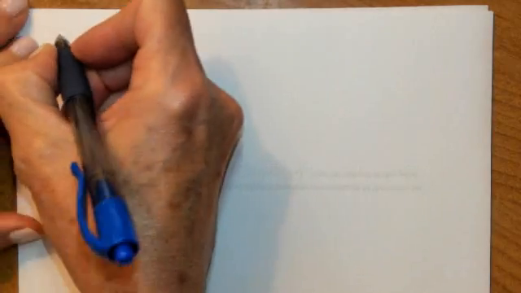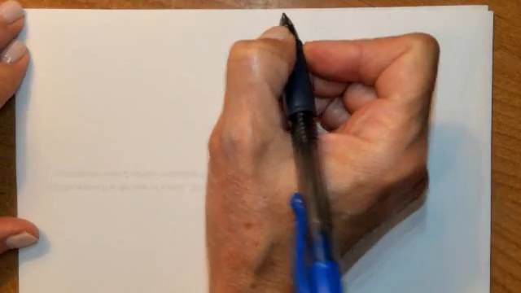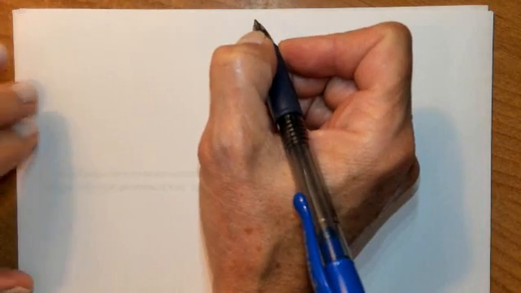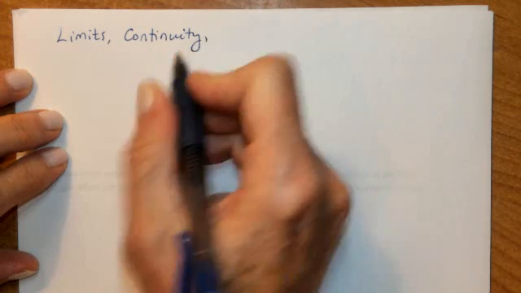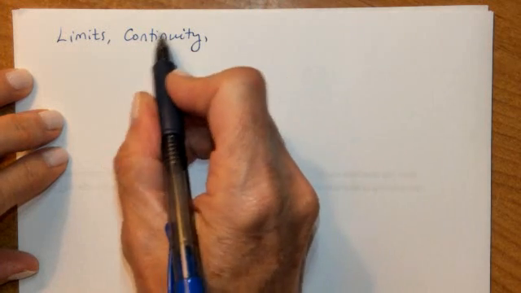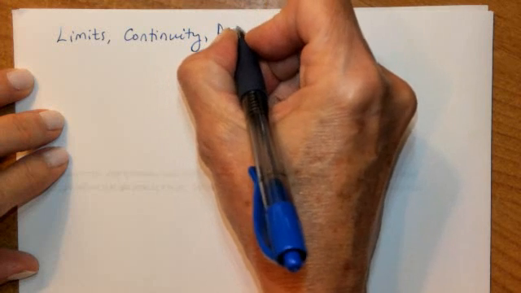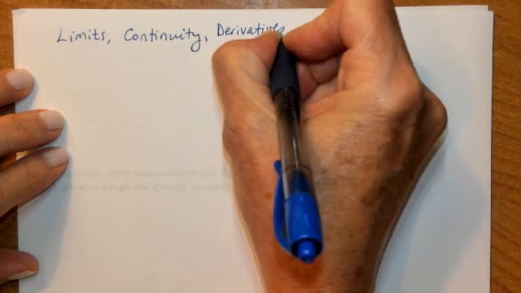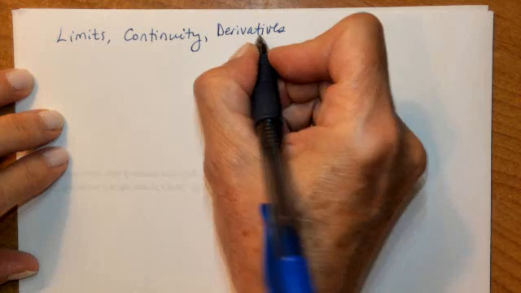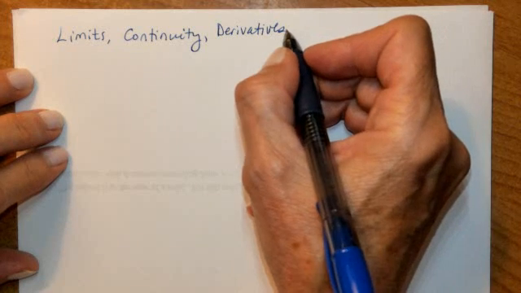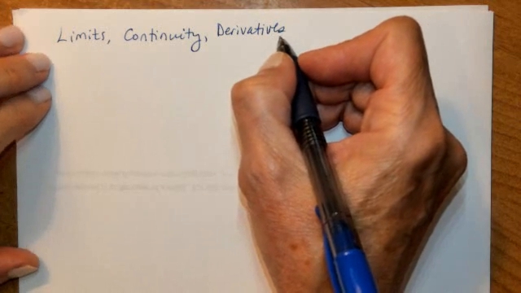This is day 1 of Calculus BC, and in our first unit we talk about limits, continuity, and there are a couple of theorems that go along with continuity, and we get into derivatives. And we'll talk about the definition of derivative, and we'll talk about the basic rules of derivatives.